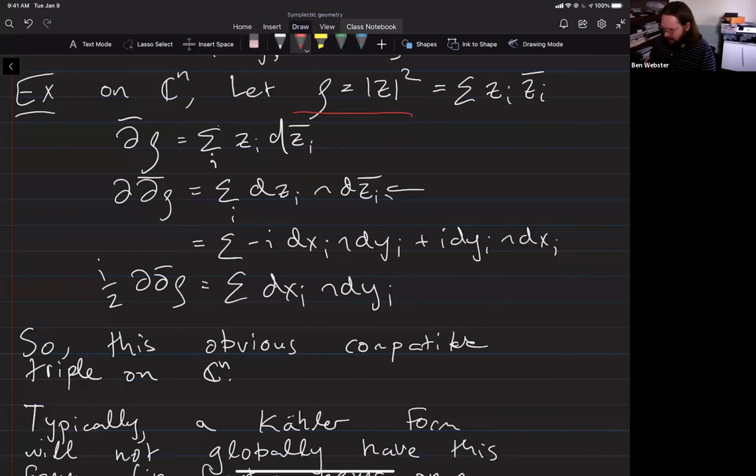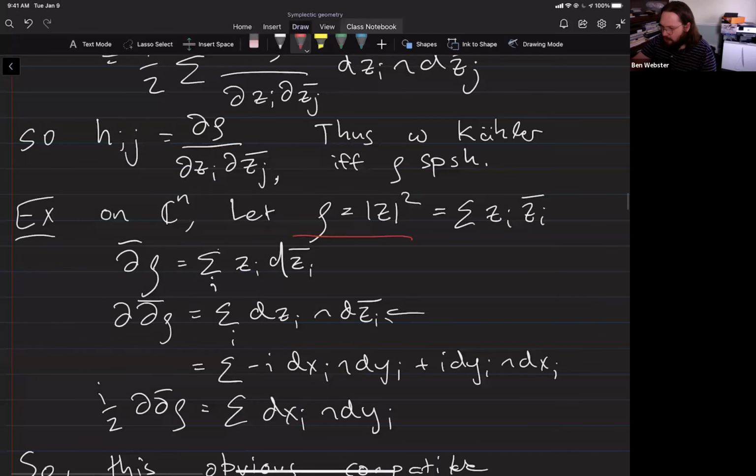All right, and this hopefully gives you a little bit of a feel for what's going on. So somehow being strictly plurisubharmonic basically means you're not too far away from having this form. Obviously, you're not going to have that structure on the nose, but you look a bit like this guy in some coordinates, with some modifications.